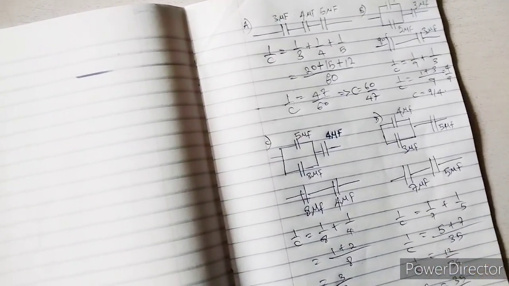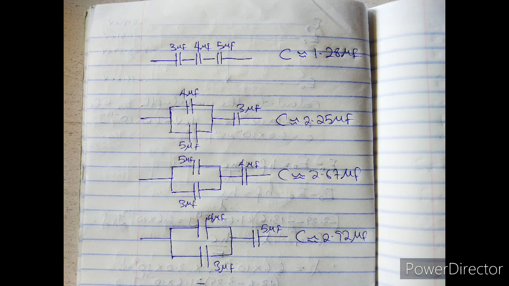So looking at all the options, which of the options gives us 2.25 microfarad is the second point. We'll find out the correct answer.